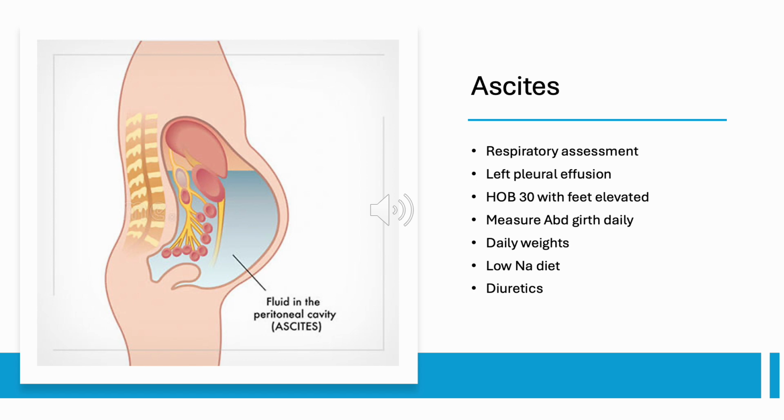Head of bed 30 with the feet elevated to help promote some draining of the edema in the legs, but also to help relieve their breathing difficulty. Measure the abdominal girth daily to see if the ascites is getting larger. Daily weights are a must to see if they're putting on fluid. And then low sodium diet to try to decrease ascites, and diuretics. And please make sure you're checking the electrolytes if they're on diuretics, and the BUN and creatinine, because at the end stage they will also develop renal disease.